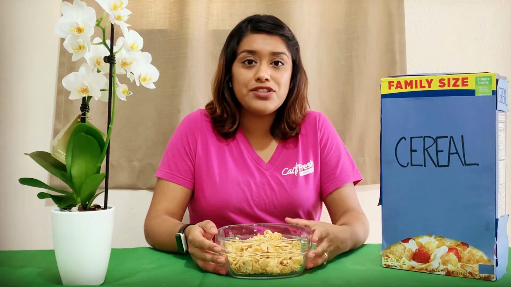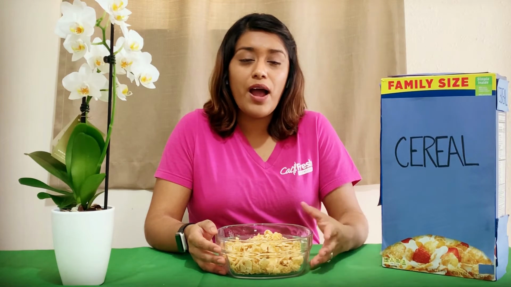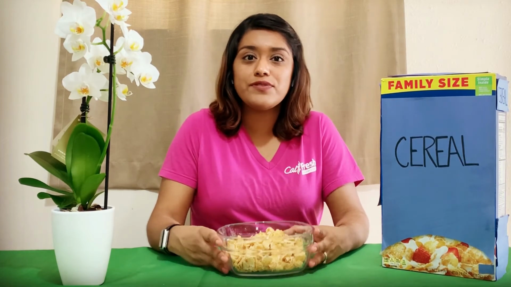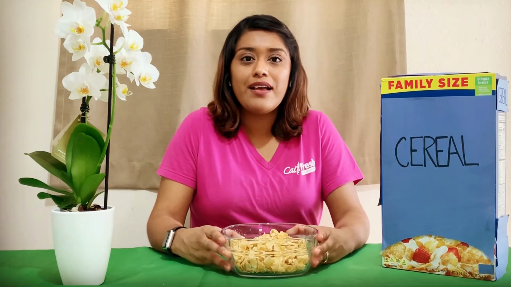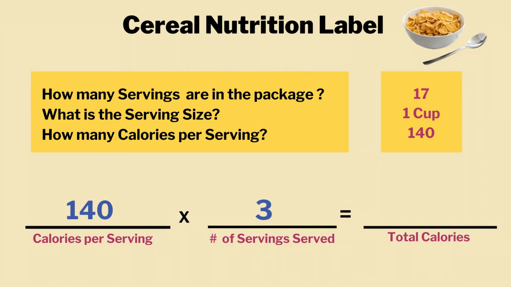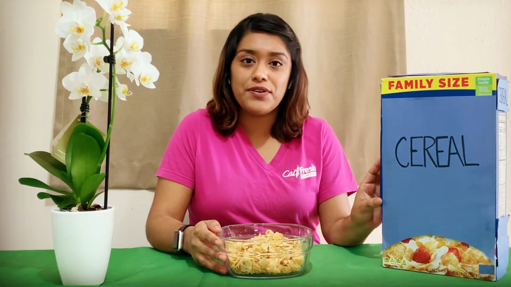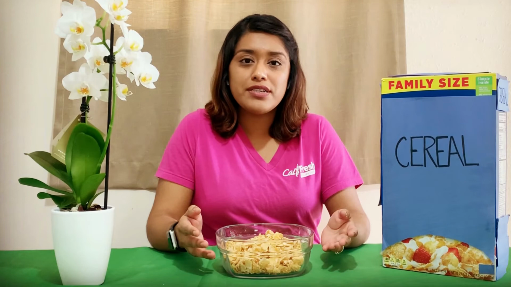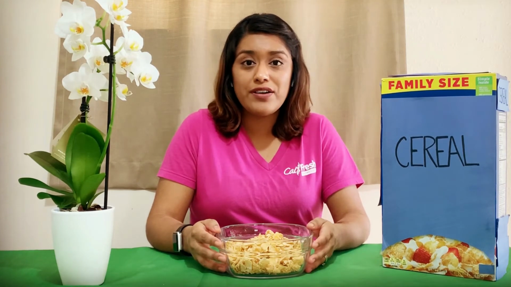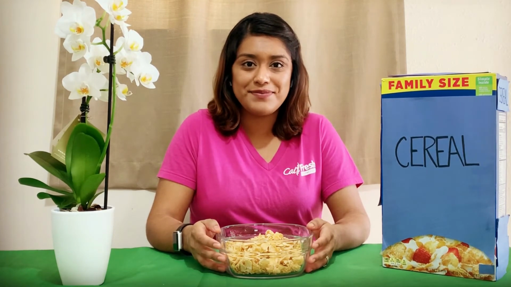Now that our equation is complete, you can find out how many calories are in the amount of cereal that I served myself. You will multiply 140 calories per serving by 3 servings. What did you get? 420 calories. That means I will be eating 420 calories of this cereal. That is 420 calories out of the 2,000 calories I need in one day.